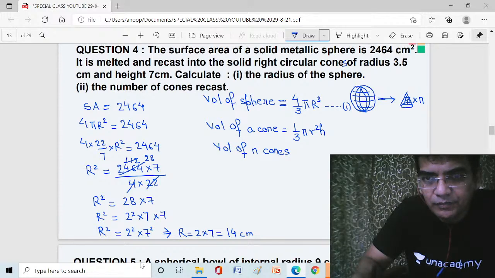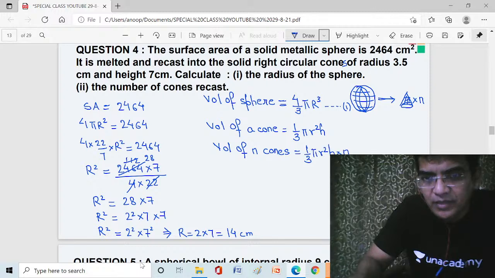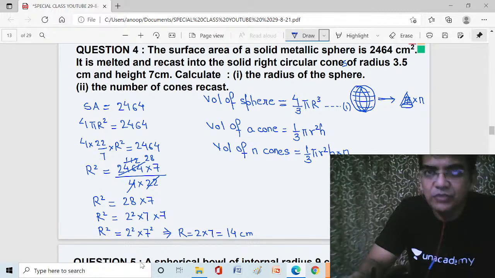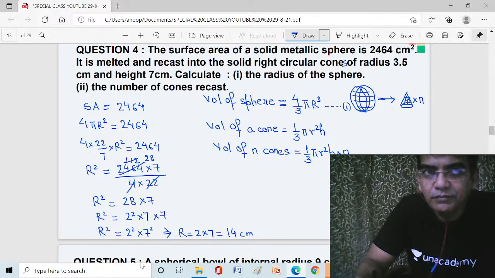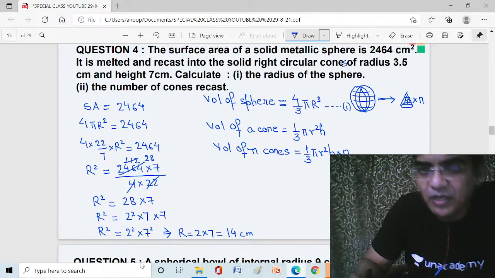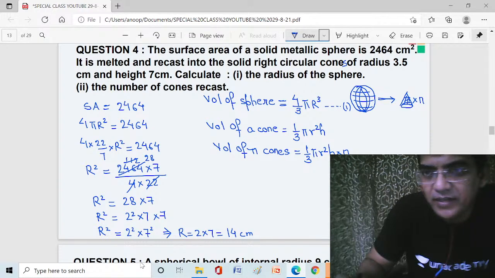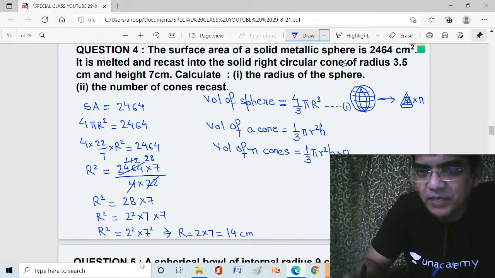So you can use it this way: 1 by 3 pi r square h into n, that is the volume of n cones. So this much is clear to you. First I got the volume of a sphere, then I got the volume of a cone, and as here I have considered that n cones were made, I can find the volume of n cones by simply multiplying it by n.